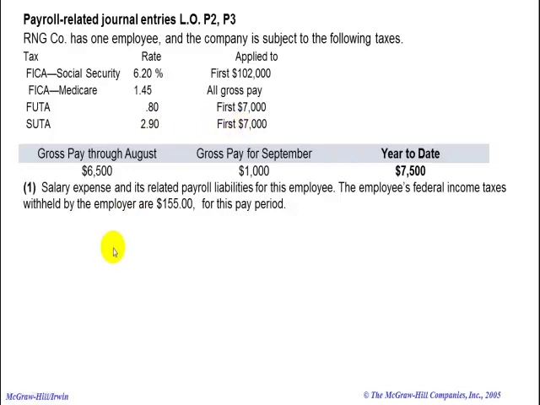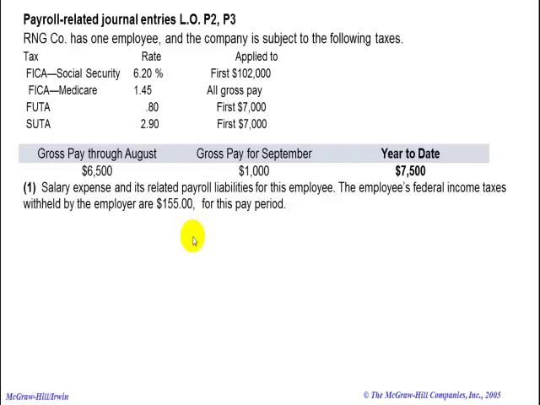This employee has gross pay through August of $6,500. Gross pay for September is $1,000. Year-to-date pay is $7,500. So you can see that on FUTA and SUTA, we're going to have only part of that be taxable. It looks like maybe half of that will be taxable.